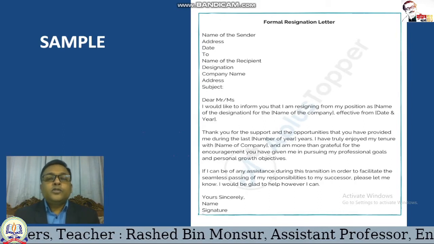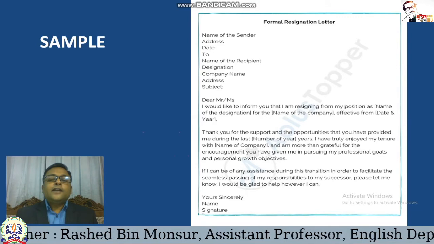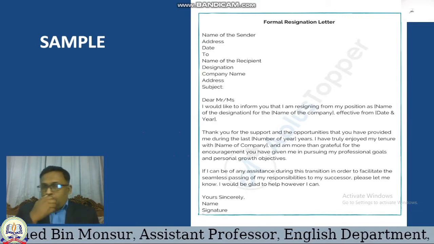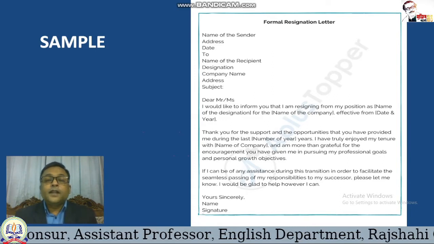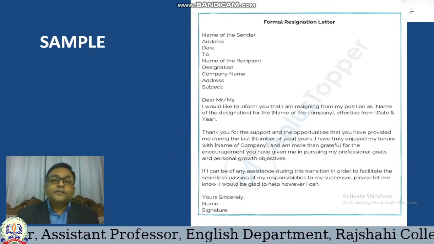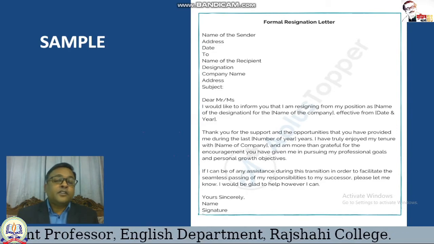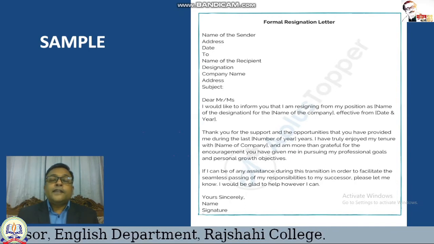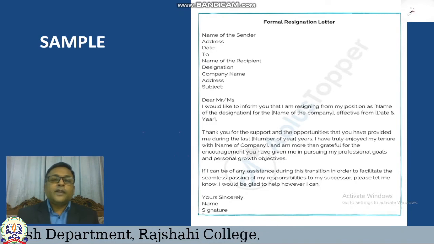Now, one thing you should notice here, that is, all the lines of the letter start from the left margin. Okay, so this is the right and exact format for writing formal letters in your examination.